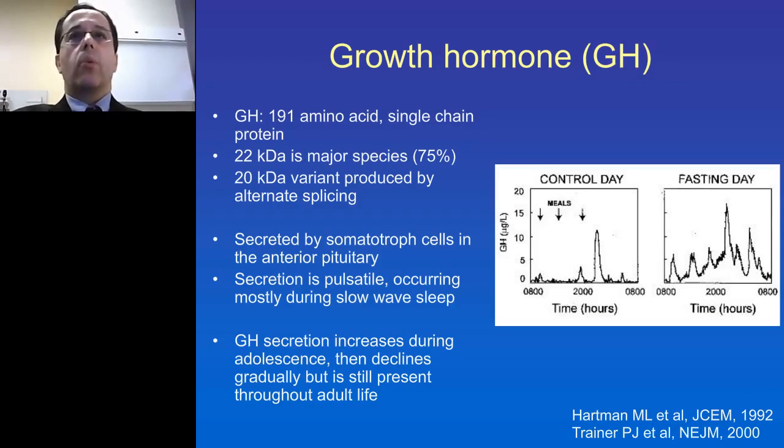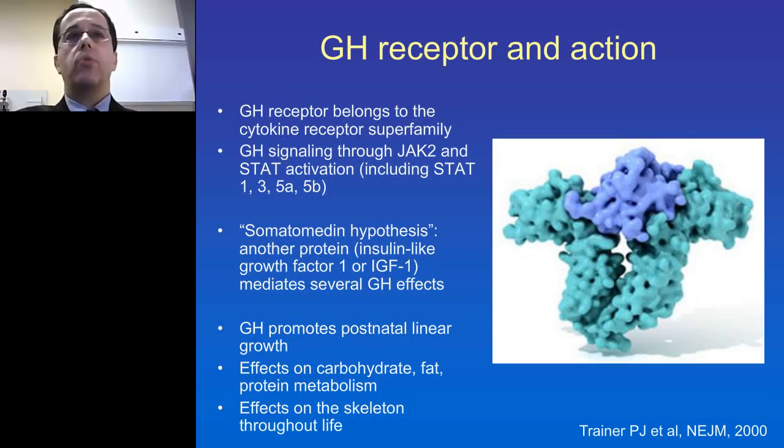So how does growth hormone exert its actions? It binds to the growth hormone receptor, which belongs to the cytokine receptor superfamily. The figure shows the growth hormone molecule in blue, which is nestled between two chains of the growth hormone receptor, shown in green. So the receptor is dimerized before growth hormone binds to it, and then the receptor signals by activating the JAK2 and STAT pathway, including multiple STAT isoforms, as shown on the slide.